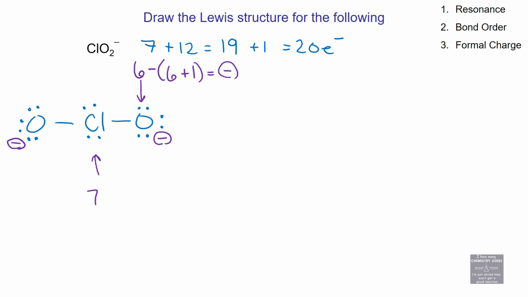Chlorine is in group 7, so he's got 7 valence electrons, minus 4 lone pair electrons, plus 1/2 times 4 bonding electrons. 1/2 times 4 is 2. That gives me a plus. Chlorine is a +1 in this Lewis structure. Okay, we're going to revisit it. Hold on.